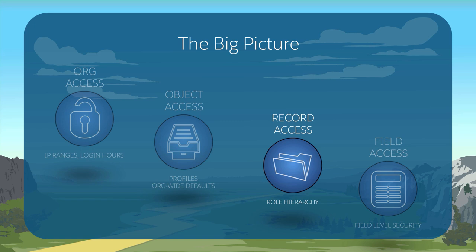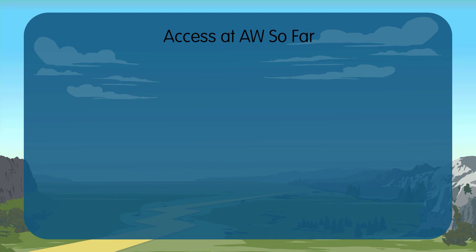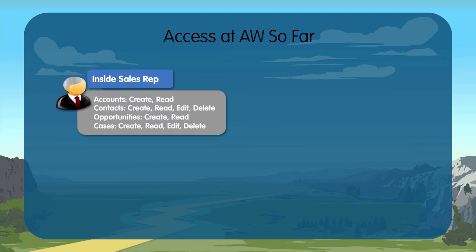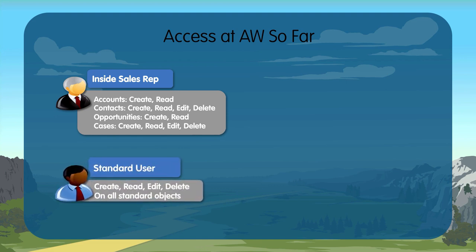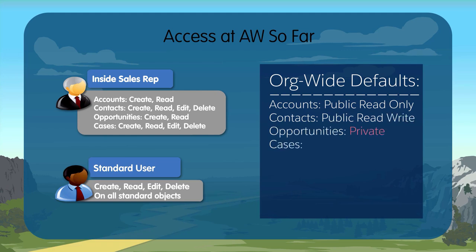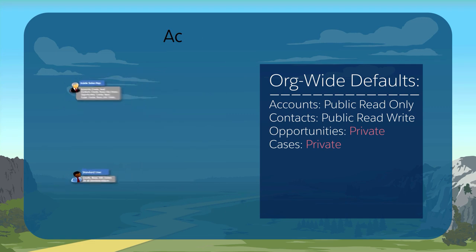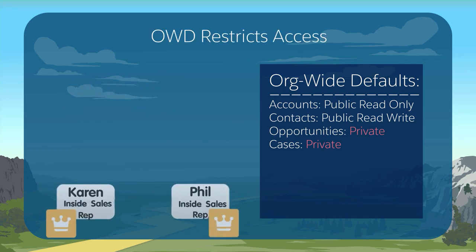Before we get into the role hierarchy, let's review the current setup at AW Computing. So far, we have two profiles in use. We created a custom profile and assigned it to all of our inside sales reps, and everyone else was assigned the standard user profile. And we've set our org-wide defaults, which determine the access users have to records they don't own. Let's go into detail. Since the org-wide defaults for opportunities are private, users cannot see each other's opportunities. Only the user who owns the record can view it or see it in reports.